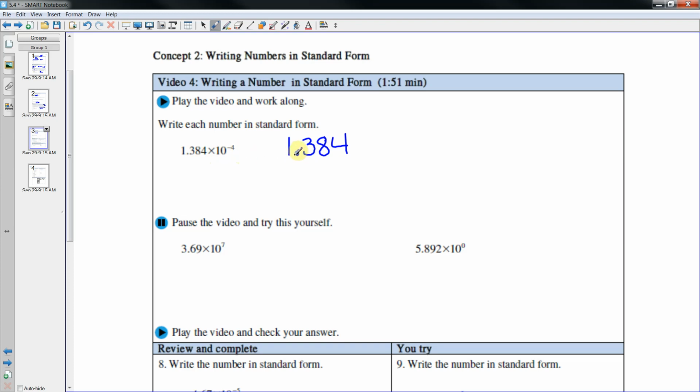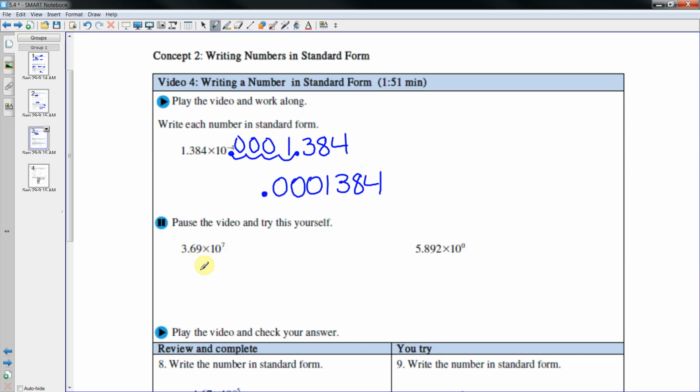It's telling me to go 4 places. So 1, 2, 3, 4. Now, in the little dips, put zeros. So 0.0001384. My decimal has now moved over in front of this first 0.